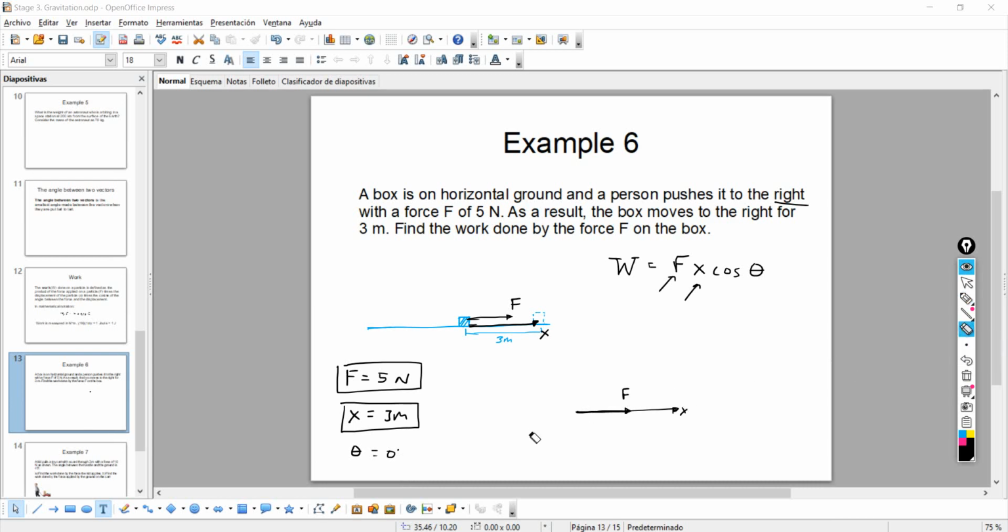All right, so we have all the ingredients, guys. Once you get F, once you get the displacement X, 3 meters, and the angle between the force and the displacement, then you have all the ingredients to calculate the work. So let's just substitute these 3 things in here. We're gonna have 5 newtons, and then the displacement, which is 3 meters, and then the cosine of the angle between the force and the displacement, which is 0 degrees.